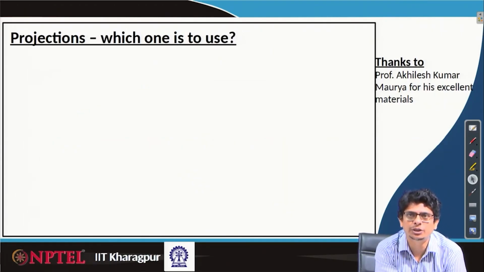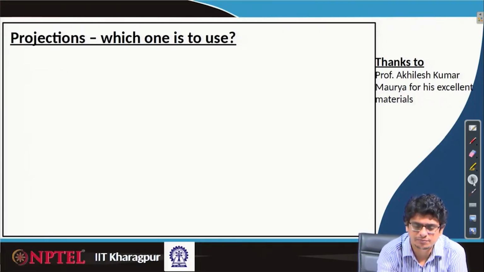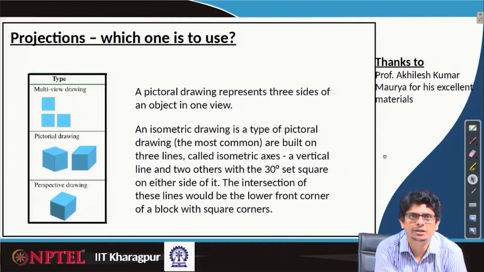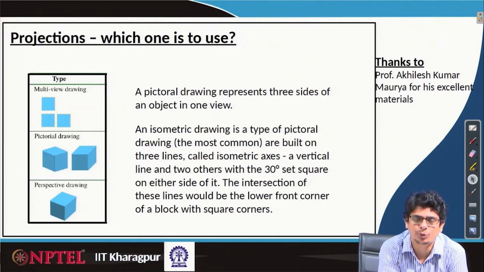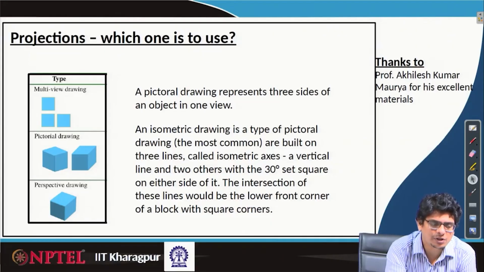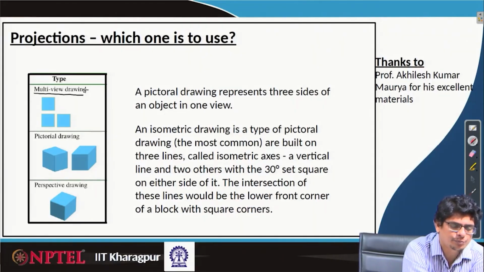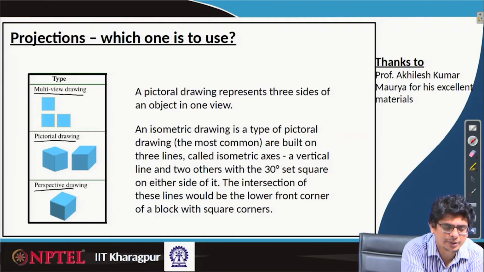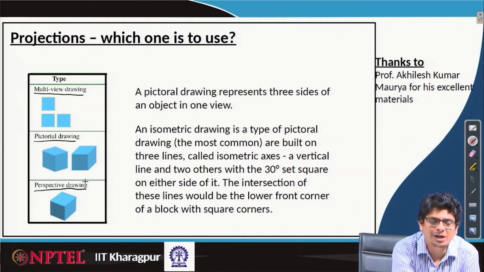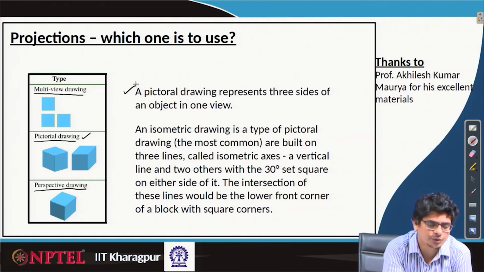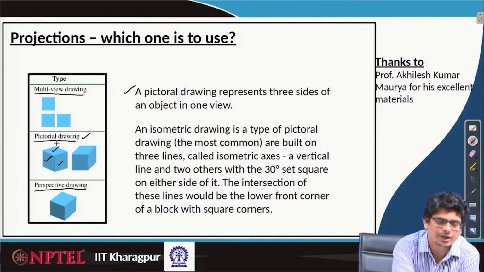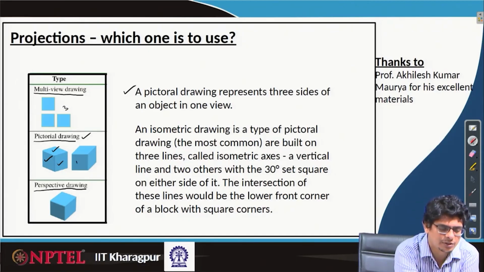So, which projection is good to represent a picture? Let us look at different perspectives of these drawings, especially the projections. For example, here a multi-view projection, a pictorial drawing and a perspective drawing are compared. In multi-view drawing, we have different views by projecting it on different planes like the vertical plane, horizontal plane or profile plane. In the case of pictorial drawing, it represents three sides of an object in one view. So, all three sides, without splitting into three different things, we show on one picture.